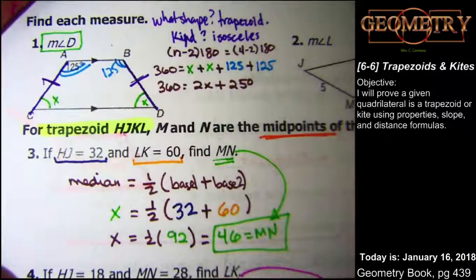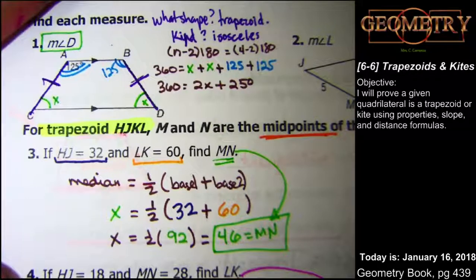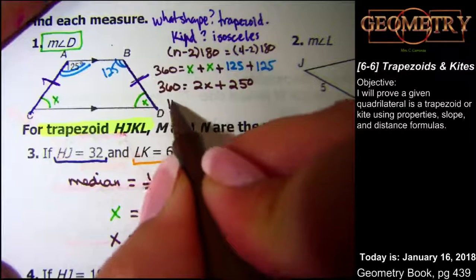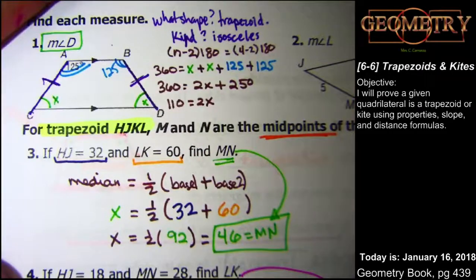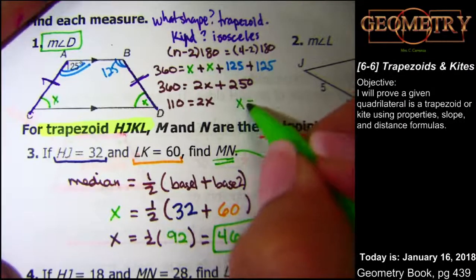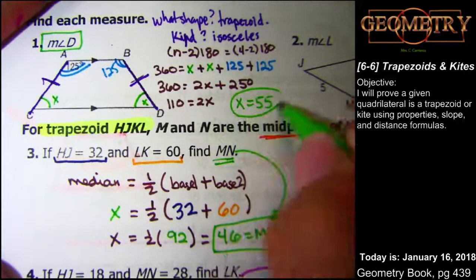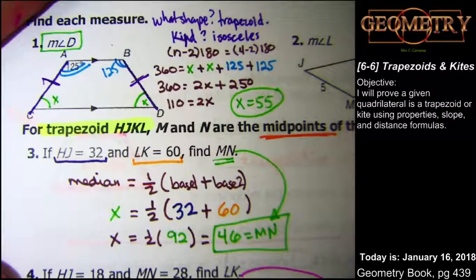So there it is with my combined like terms. Subtracting 250 from both sides, and then dividing by 2, x is 55. You can't drive 55.